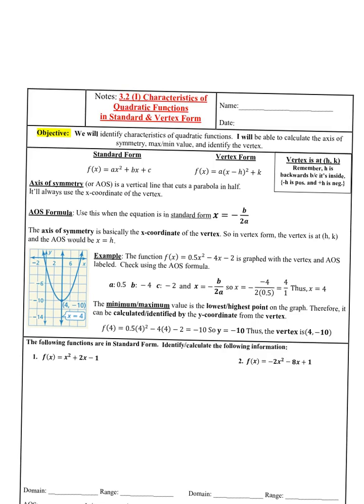So I'm not going to give you a picture for these two examples. I'm just going to give you the two functions.